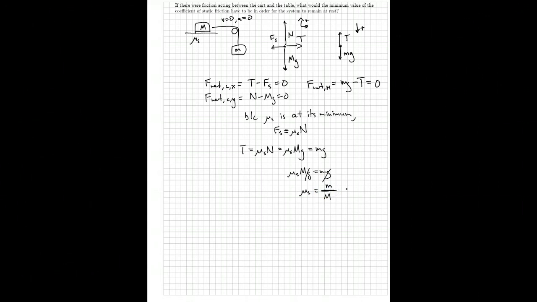So let's think about the functional dependencies here. If little m gets bigger, if I'm hanging a bigger mass off of it, then I need a bigger static friction coefficient to be able to handle that. And if the block on the table is bigger, I need a smaller one. So that all makes sense.